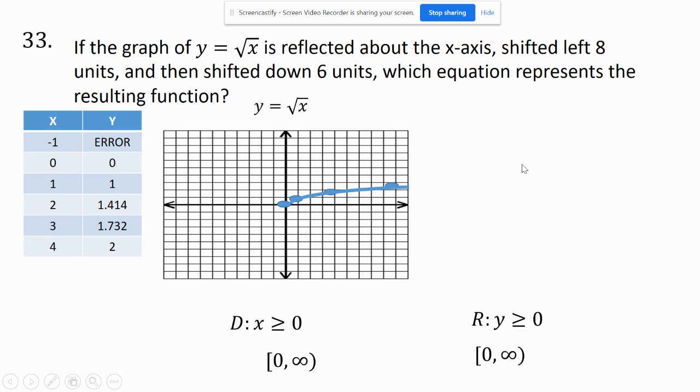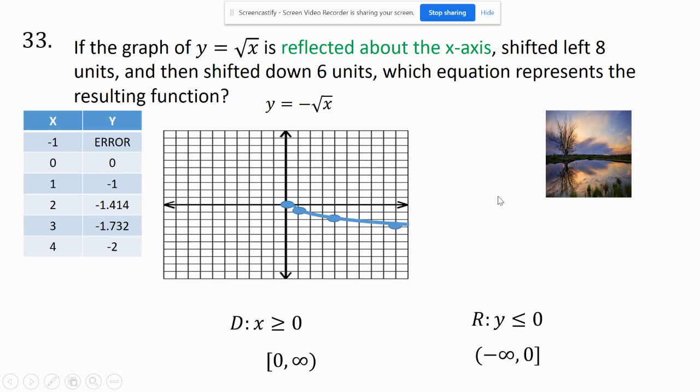We're going to shift it left 8, all right? Well, left 8 would make it, actually, I think we reflected it first. Reflected is written first. So reflected about the x-axis, and all that's going to do is this. Now all the positive answers we had are now negative. And if you will notice, from the previous page here, they're all positive. Look at my range, greater than or equal to 0, 0 to infinity.